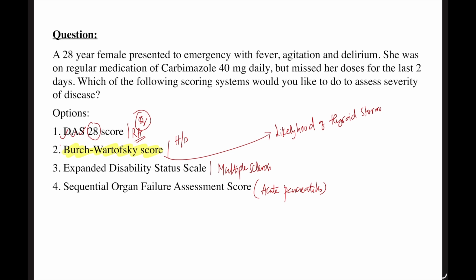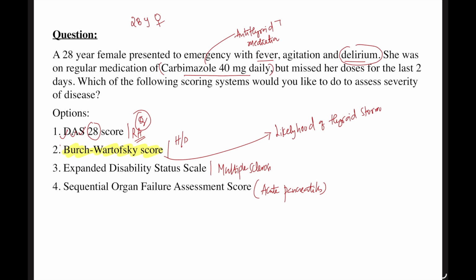Now look at the question. A 28-year-old female with delirium, mainly fever plus delirium. She is taking anti-thyroid medication. You need to know that carbimazole is an anti-thyroid medication. So carbimazole 40 milligram daily. She is on an anti-thyroid medication.